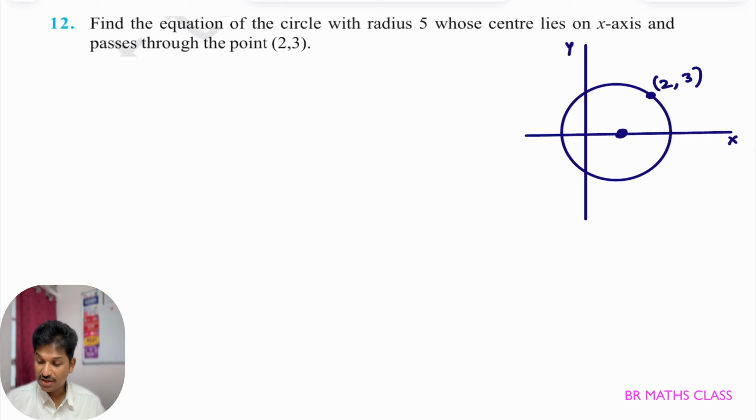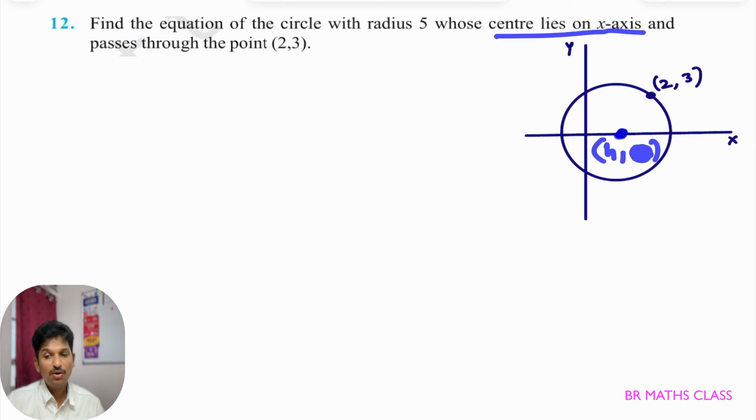Observe one point here: as the center lies on the x-axis, I suppose this is (h, k). The center of the required circle is (h, k). As it is on the x-axis, its y coordinate must be 0. That means this k value will become 0. So the center of this circle, I can take as (h, 0), because the center lies on the x-axis. On the x-axis, the y coordinate is 0. Generally, we take (h, k) as the center, but as the center lies on the x-axis, (h, 0) is the center of the required circle.